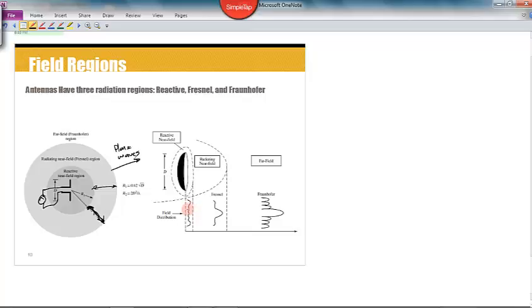So in the reactive near field region, the pattern is more spread out and it's almost uniform, as we can see here. As we move into the Fresnel region, the pattern begins to smooth and form lobes, like we showed in our antenna patterns. In the Fraunhofer region, the pattern is well formed. It consists of the previously described major lobes and all these minor lobes.